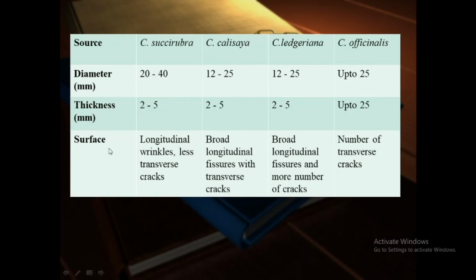Just see the surface appearance of all four barks. So Cinchona succirubra bark shows longitudinal wrinkles on the surface and fewer transverse cracks, whereas Cinchona calisaya shows broad longitudinal fissures with transverse cracks. Cinchona ledgeriana shows broad longitudinal fissures and a greater number of cracks on the surface, and Cinchona officinalis shows a number of transverse cracks on the surface.